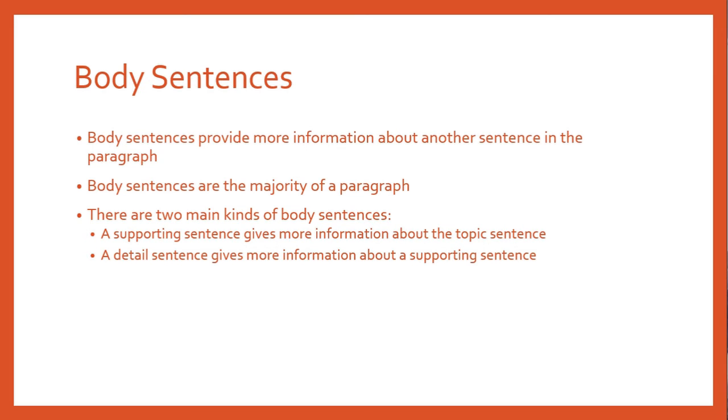So, when you have a body sentence that gives more information about the topic sentence, this is called a supporting sentence. But when you have a sentence that gives more information about another one of the supporting sentences, we call that a detail sentence. This is just a way to help you think about how different kinds of sentences in a paragraph might be slightly different from each other in terms of their function. And we'll get to see some examples of what makes a supporting sentence different from a detail sentence. So you don't need to worry about that if you don't understand everything perfectly just yet. We will get there, I promise.